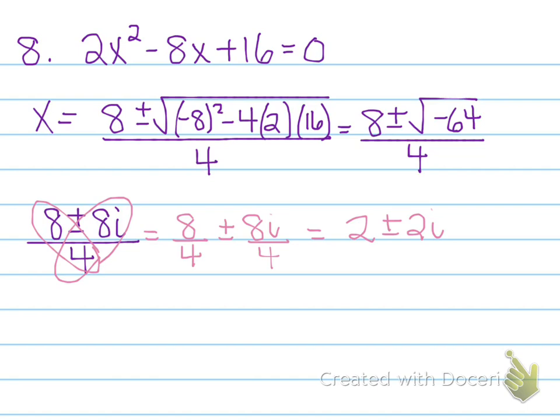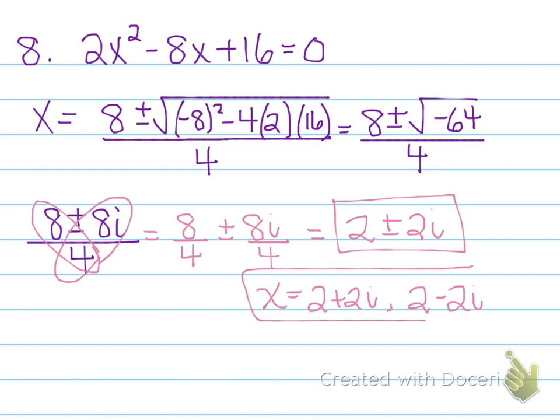So this is our answer, and since we have 2, some people don't see that our first one is going to be 2 plus 2i, and our second one's 2 minus 2i. So either of these boxed answers I would accept.